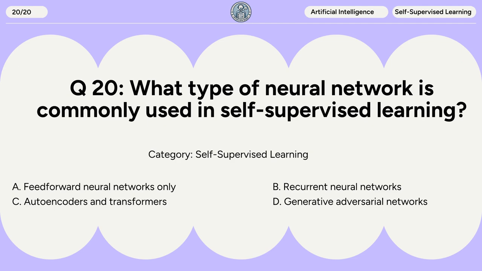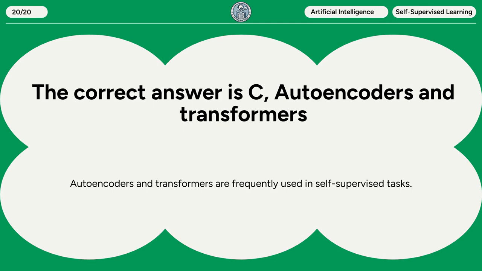Question 20. What type of neural network is commonly used in self-supervised learning? A. Feed-forward neural networks only. B. Recurrent neural networks. C. Autoencoders and transformers. D. Generative adversarial networks. The correct answer is C. Autoencoders and transformers. Autoencoders and transformers are frequently used in self-supervised tasks.